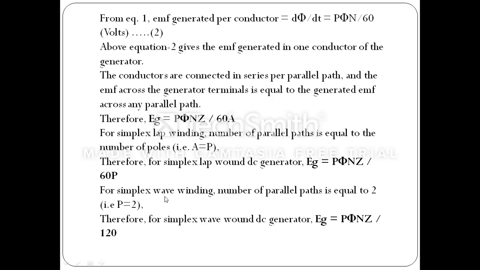And for simplex wave winding, the number of parallel paths is equal to 2, that is A is equal to 2. Therefore, for a simplex wave wound DC generator, Eg is equal to P phi N Z divided by 120. Here 60 into 2 is equal to 120.